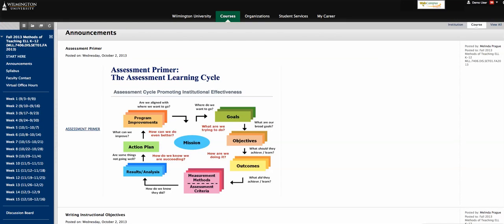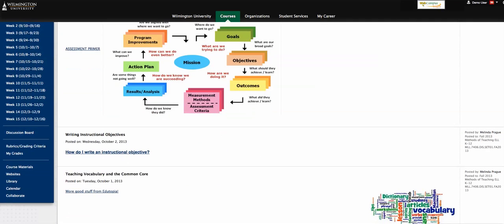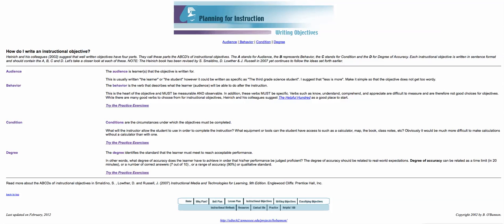And the first item actually was, how do I write an instructional objective? And I put that in because some of the lesson plans seem to not address objectives in a very clear way, although most of them did. So there is a nice website. There are several. I just chose one to share with you that deals with writing objectives. I've used this often and I think it's quite helpful.